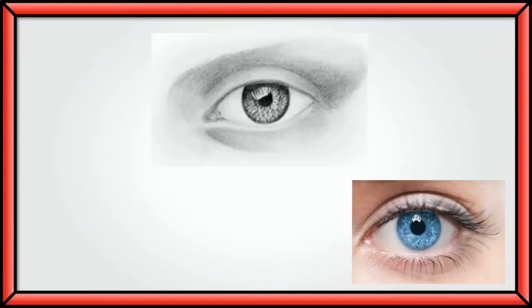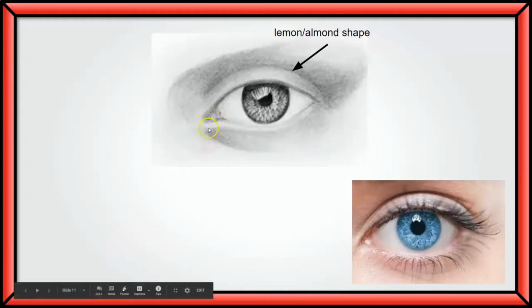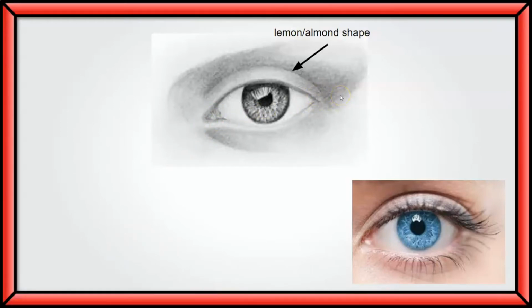So today we're also going to just draw eyes. So we'll set up the guidelines and then draw some eyes together. So let's quickly talk about the parts of the eye before we get started. So the eye is actually a lemon or an almond shape. Not exactly an oval, because if you notice, we have a corner here and a corner there. So it's round and long with 2 corners.